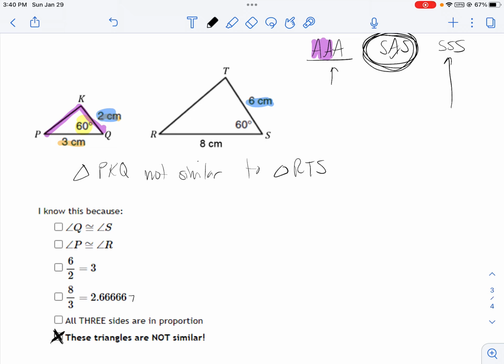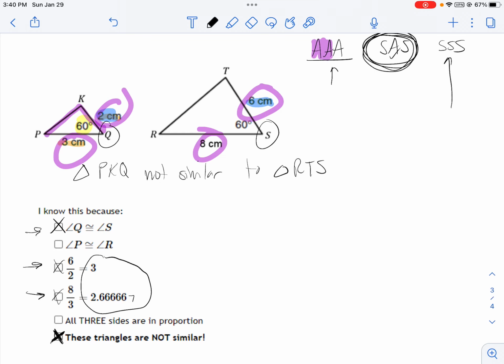Okay, and then from there, in everything down below, you would check what you do know. We know that angle Q and angle S are congruent to each other, because they're both 60. We don't know anything about angle P or angle R, so we can't say anything about those. We do know that for our proportion here, 6 divided by 2 is 3. This proportion, 8 divided by 3, we do know is 2.6 repeating. Which means this is all we know. This would be your correct answer for the box: yes, they're not similar, and that tells you why it's not similar. The main reason is your proportions aren't equal.